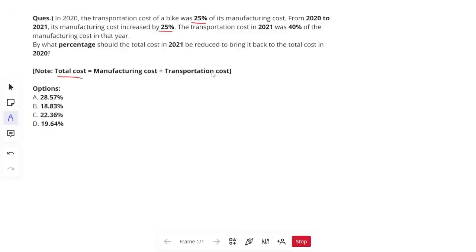Okay, that is given to us already. So see, first thing is we need to find a few things. See what it is asking. What it is asking is, by what percentage should the total cost in 2021 be reduced to bring back the total cost in 2020? So what we can say is reduction. This can be called reduction, right? Because we are reducing things. So how can we do the reduction? Reduction can be done by taking the total cost in 2021 minus total cost in 2020.